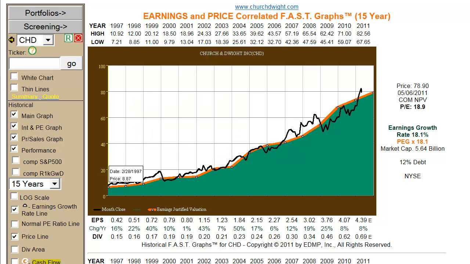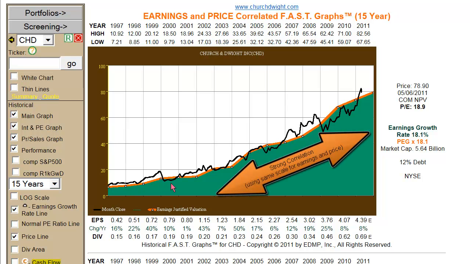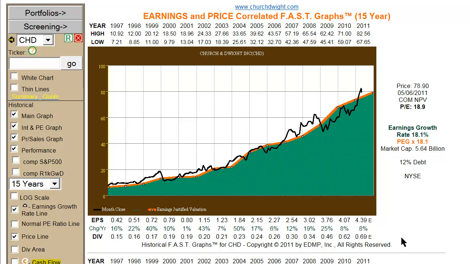The F.A.S.T Graphs research tool was created to help investors exploit the undeniable functional relationship and strong correlation between the earnings of a business and its stock price over time. As the father of modern security analysis, Ben Graham so aptly put it, in the short run, the stock market is a voting machine, but in the long run, it's a weighing machine.